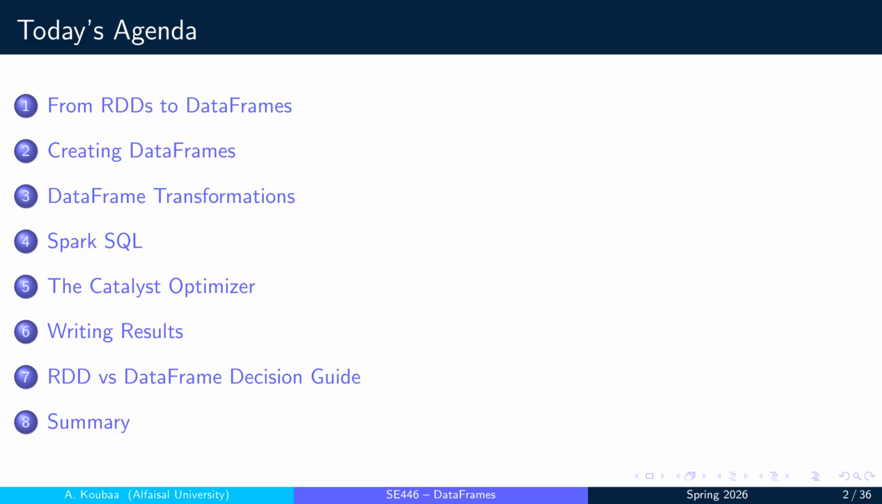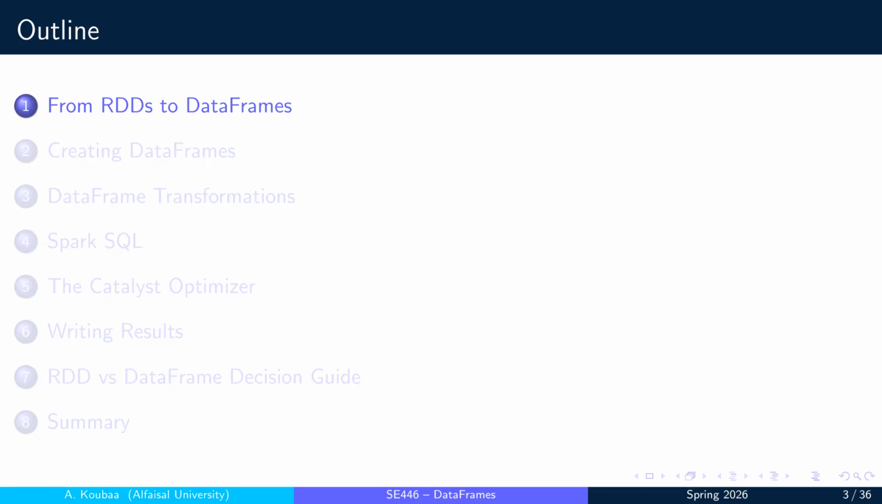A significant part of our discussion will focus on Spark SQL, which allows you to run familiar SQL queries directly on your data frames. We will then look under the hood at the Catalyst optimizer, the engine that makes all of this so performant. Finally, we'll cover how to write your results back to storage and conclude with a practical guide on when you should choose to use a data frame versus an RDD in your projects. Let's get started with our first topic.